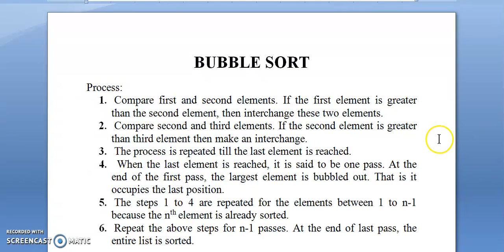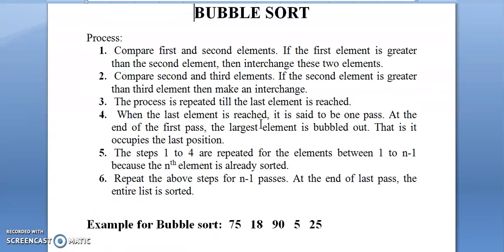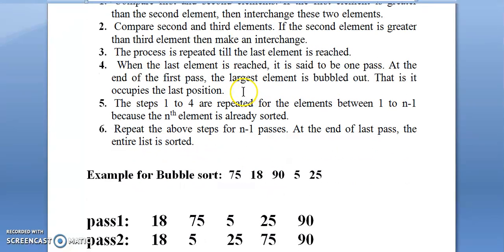Good morning. Today we'll see a technique called bubble sort, one of the simplest sorting techniques. Bubble sort works by comparing pairs of elements in a list and then swapping the elements if they are not in order. This process repeats until n-1 passes, and hence at the end the list gets sorted.